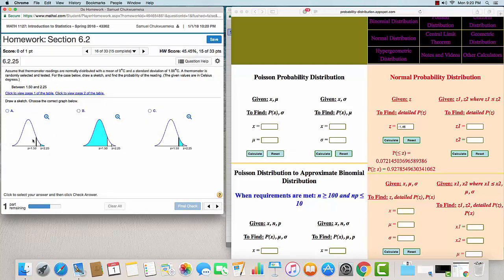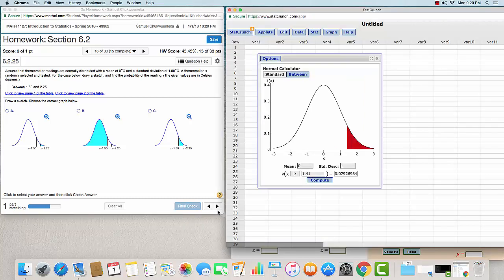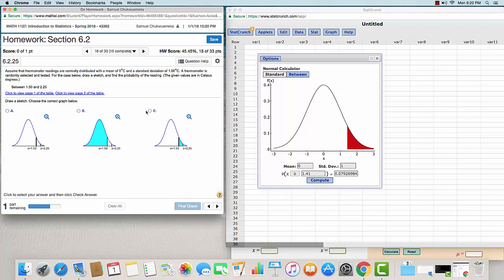Okay. Question 16, the same thing, but here between 1.50 and 2.25. So let's use StatCrunch. The graph, 1.50 and 2.25. The best option is this, because this here is the probability that z is greater than 2.25. That's the area to the right of 2.25. B is the area to the left of 1.50. C is the area between 1.50 and 2.25. So it's C.